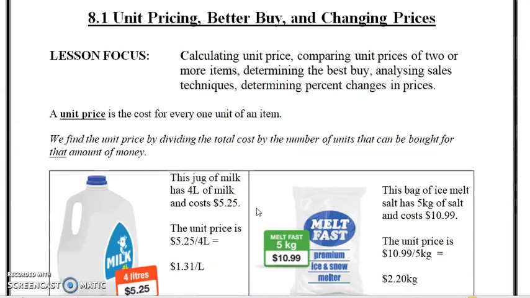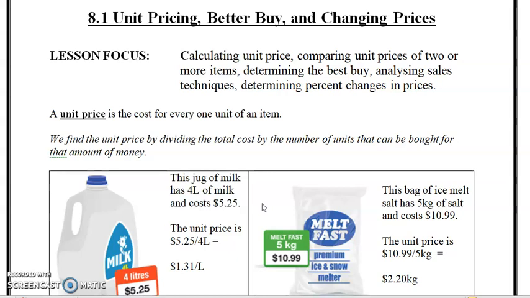The first section we're going to do here today is 8.1. We're going to look at unit pricing, the better buy, and changing prices. Today's focus in the lesson will be calculating unit price, comparing unit prices of two or more items, determining the best buy, analyzing sales techniques, and determining percent changes in prices.